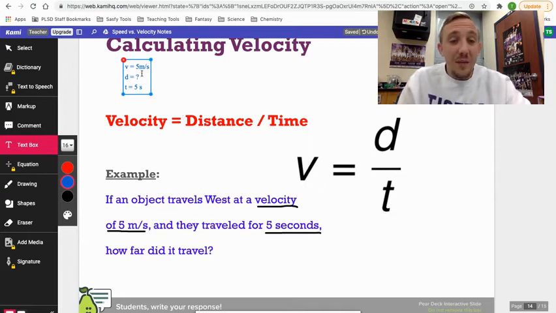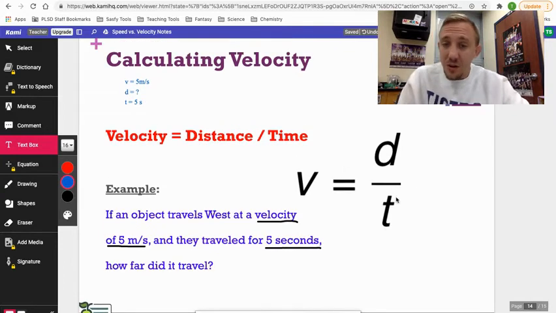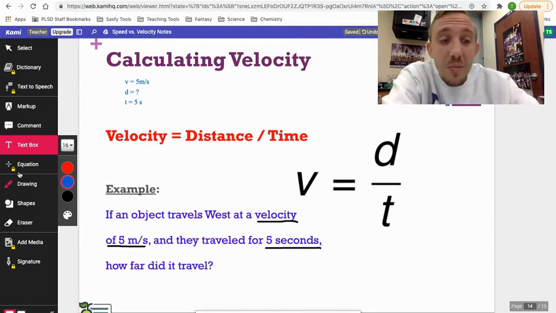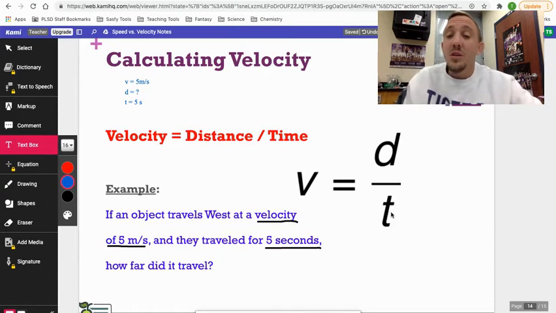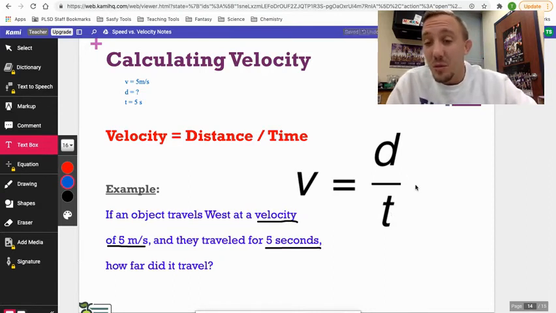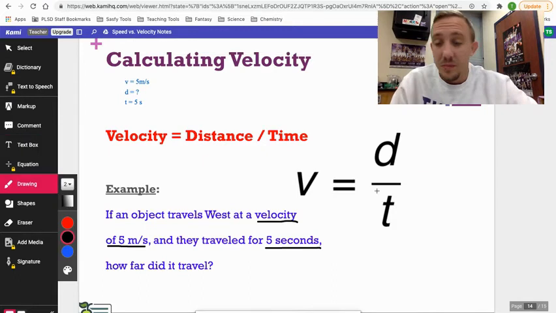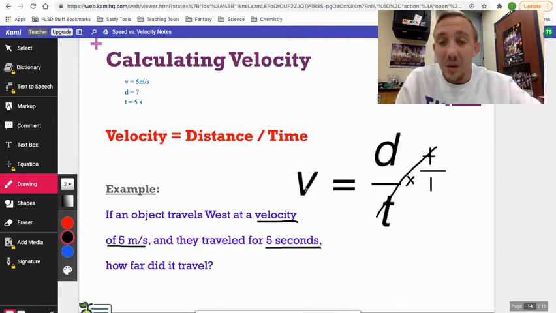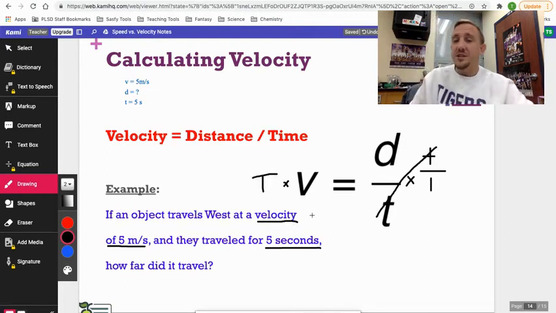I have to get whatever my unknown is by itself. So I have to use this mathematically. Well, because distance is on top of time, it's being divided, the only way to get distance by itself is to multiply by time. So I'm going to multiply by time, so it's going to be time over 1, and this time is going to cancel out. So it's going to be multiplying by time. I'll put it as a capital T so it makes it easier to see.